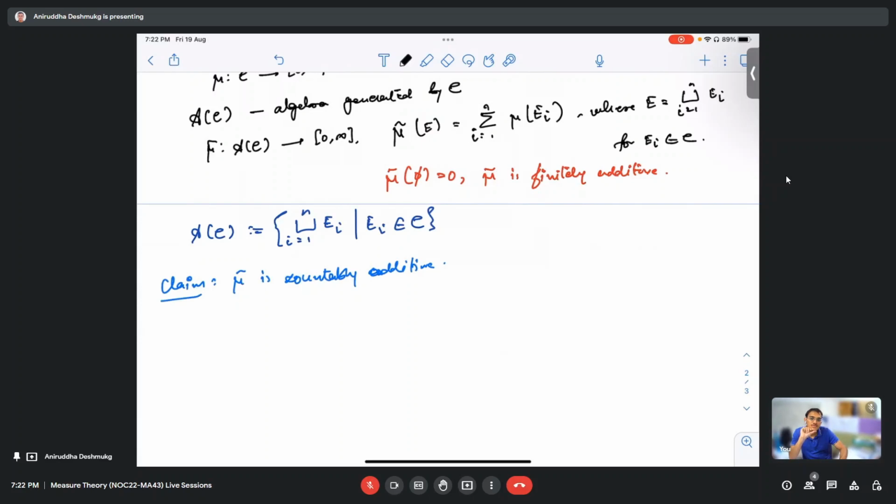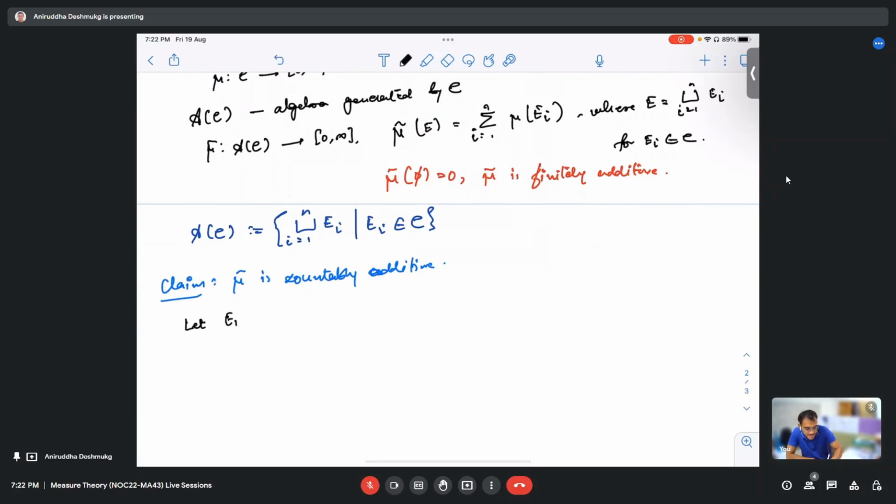So by that theorem, either we have to prove it is countably subadditive, in which case by finite additivity it automatically becomes countably additive, or let us use the definition of countable additivity, right? So what is the definition of countable additivity? For a countable union of mutually disjoint subsets, the measure equals the summation of the measures. Exactly. So let us start with a disjoint countable union of subsets of AC.